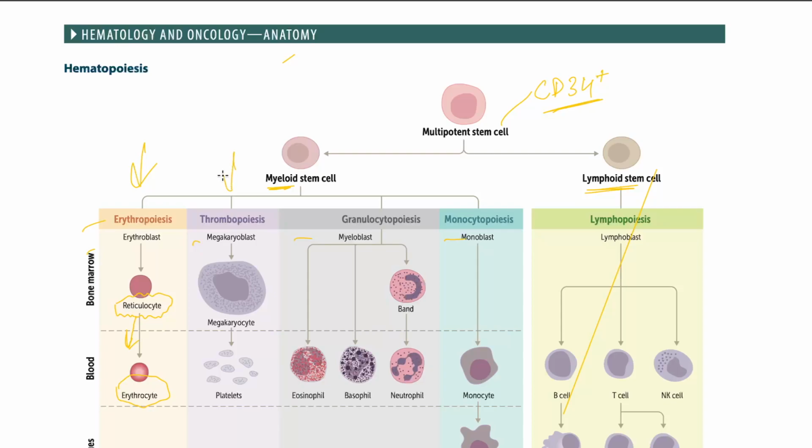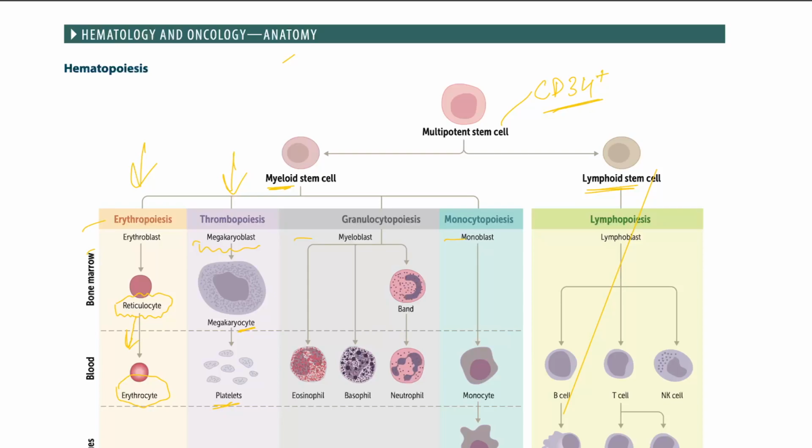For thrombopoiesis, we have the megakaryoblast. Megakaryoblast becomes megakaryocyte. Megakaryocyte is still in bone marrow, but as soon as they come to the blood, they're called platelets. So thrombopoiesis is platelet formation.